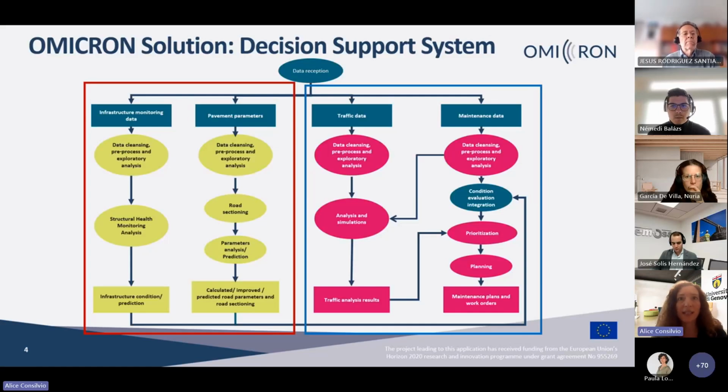In particular, traffic data are analyzed through simulation technique, and the results of the analysis are then used as input in the planning, as you can see in the link highlighted by the arrows. The maintenance data are analyzed again to be used both by the simulation in terms of work zones characteristic and configuration, and also by the planning.